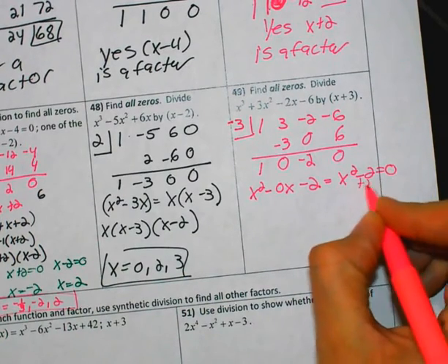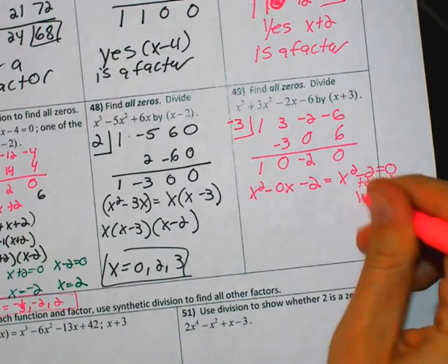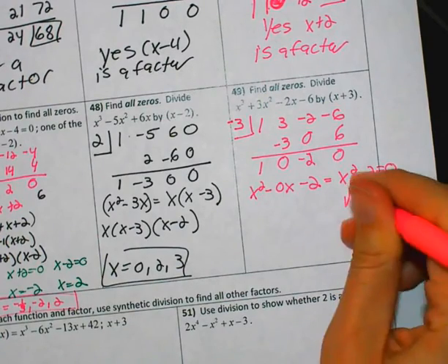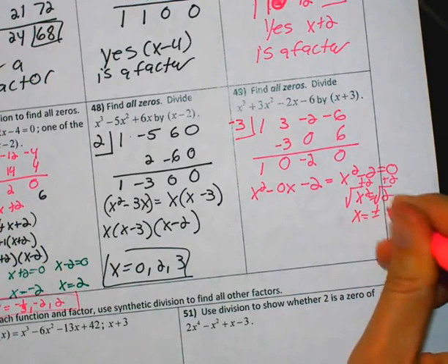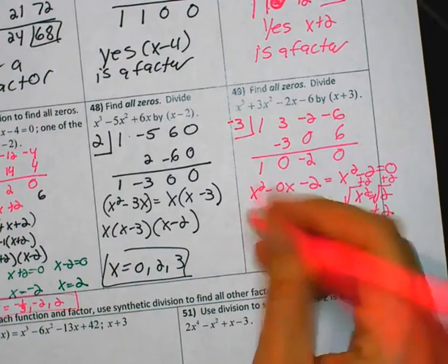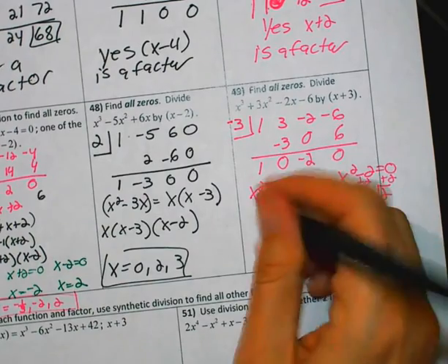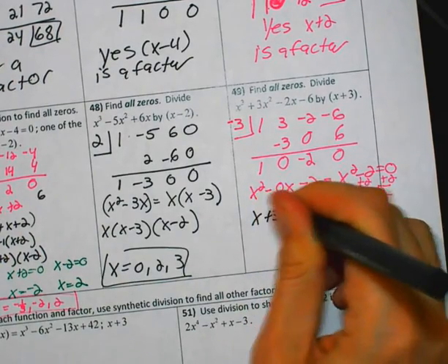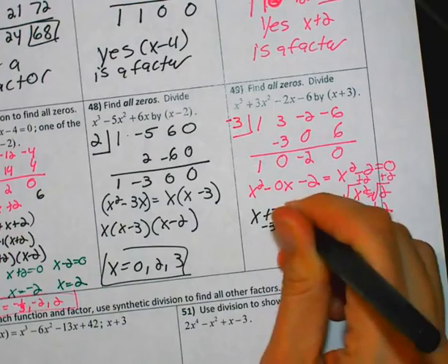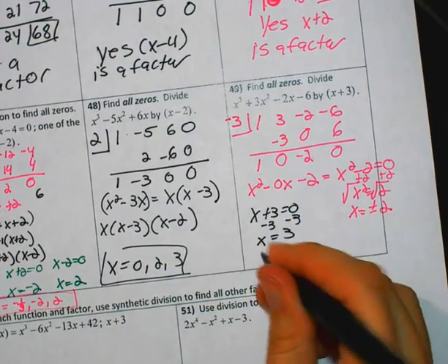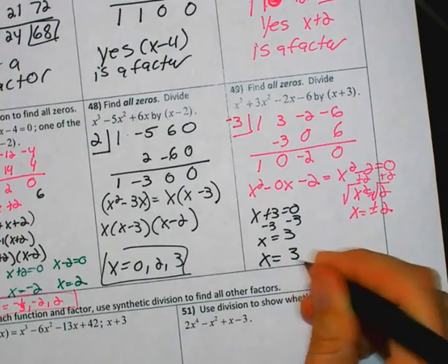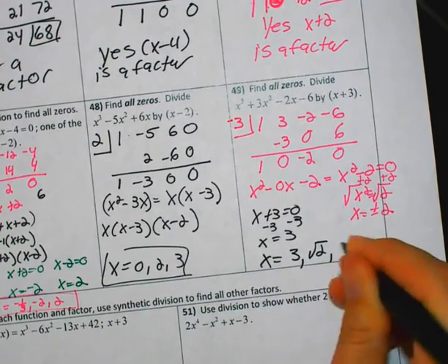So plus 2, x squared equals 2. Take the square root of both sides, so x equals plus or minus the square root of 2. And then we also had our original factor, x plus 3 equals 0, minus 3, x equals negative 3. So my solutions are x equals negative 3, the square root of 2, and negative square root of 2.